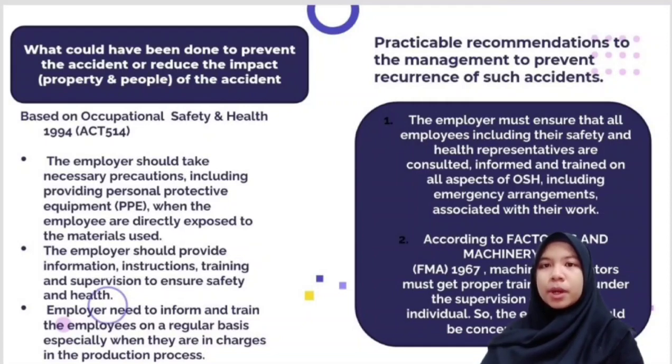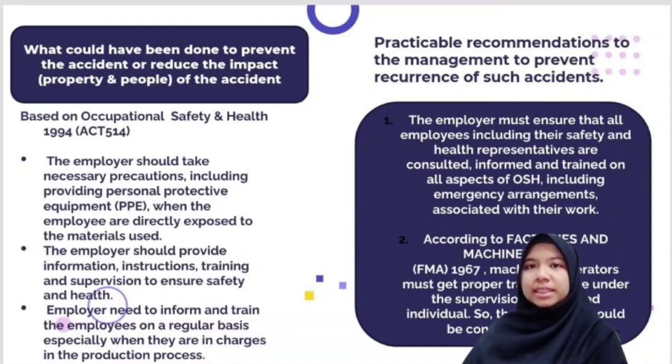Then, the employer should provide information, instruction, training, and supervision to ensure safety and health, so that the employee becomes more careful when using the machine. Lastly, the employer must inform and train the employee on a regular basis, especially when they are in charge of the production process. So the employee will get used to using the machine in the right way. With all of these methods, we can reduce the risk of accidents in the workplace.